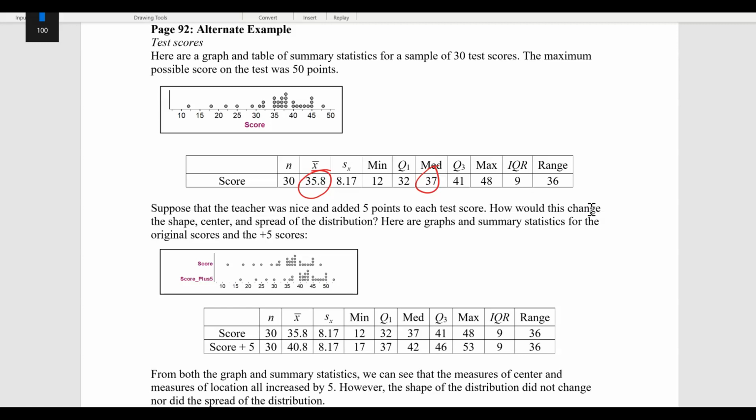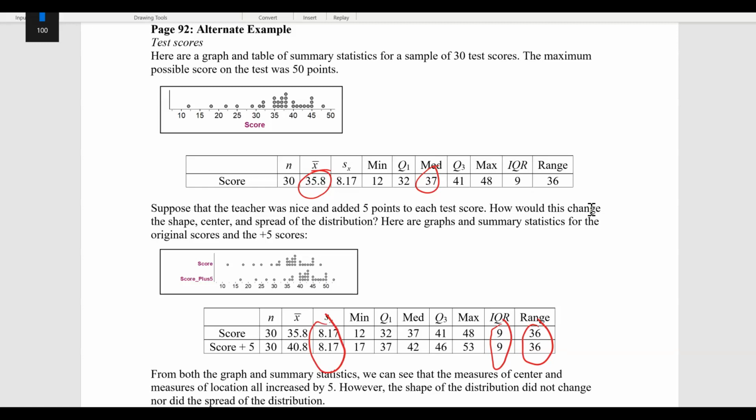So we can see to find the new measures of center or any relative standing, they all went up by 5, right? The minimum went from 12 to 17. The max went from 48 to 53. Shouldn't be a big surprise. But what I want you to take note of, though, is that our measures of spread, when we added 5 to everybody's score, none of the measures of spread changed at all. And hopefully that makes sense to you.